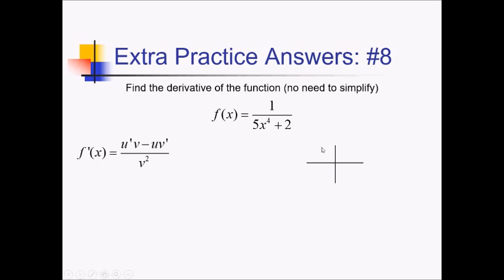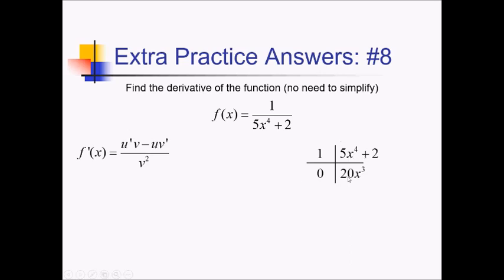So I've got my numerator, which is just 1, so that'll actually make life a lot easier. And then denominator is 5x to the 4th plus 2. Derivatives of those, u prime and v prime. Derivative of 1 is just 0. Derivative of this expression is 20x cubed.